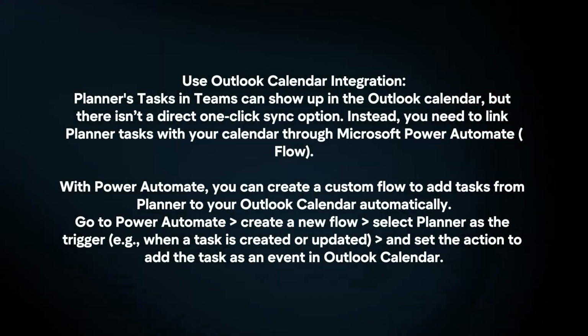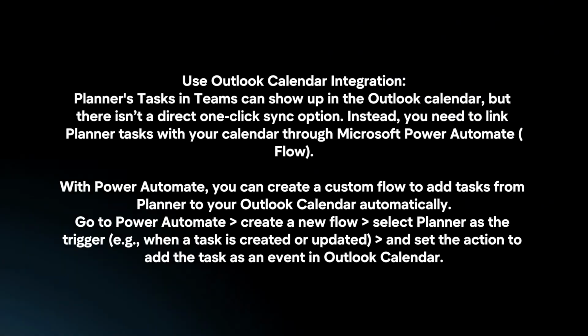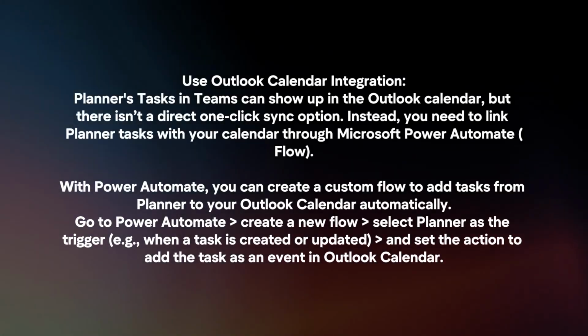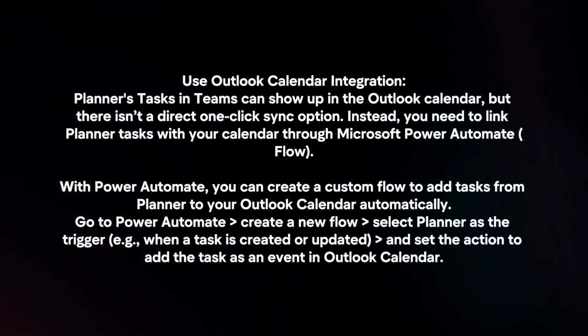Go to Power Automate, create a new flow, select Planner as the trigger, and set the action to add the task as an event in Outlook calendar.